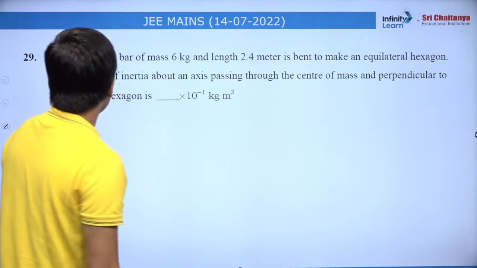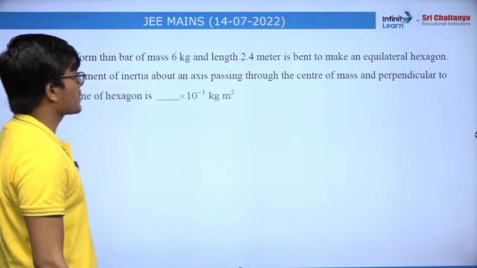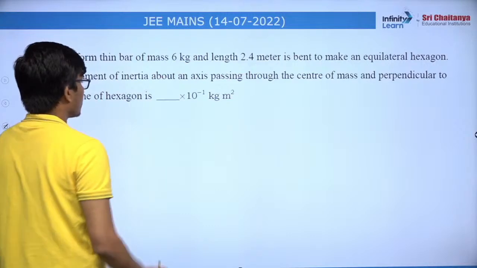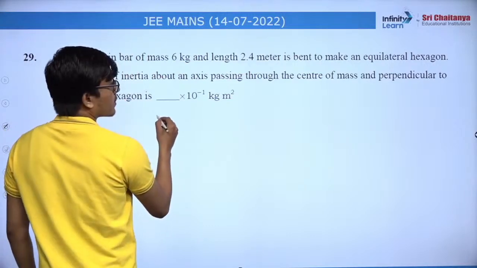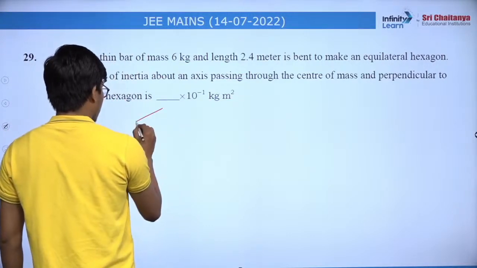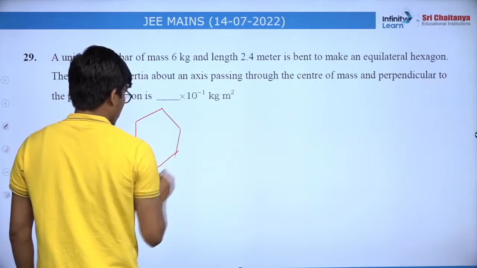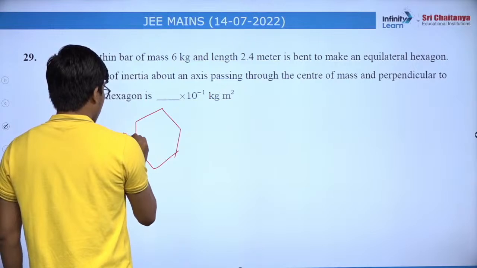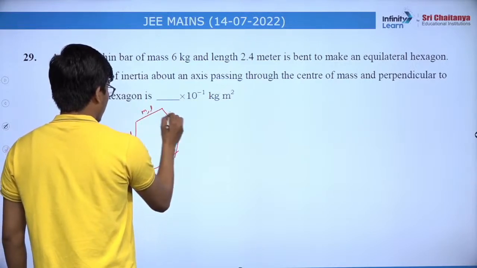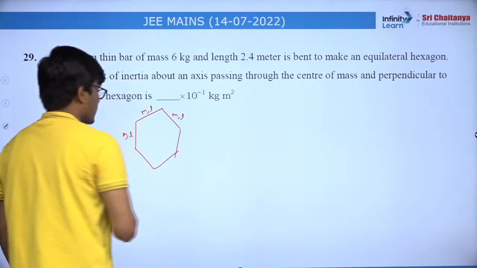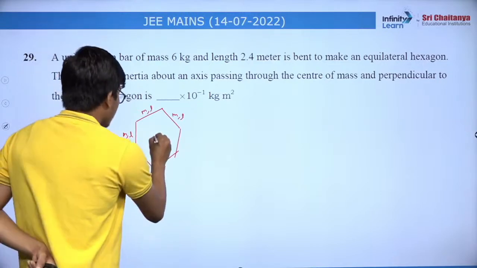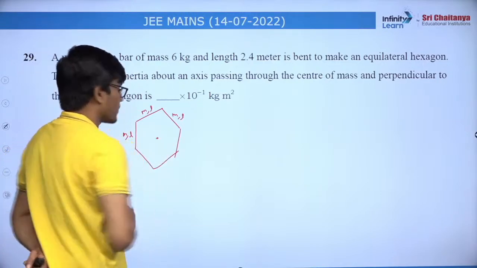Moving ahead, a thin uniform bar of mass 6 kg is bent to make an equilateral hexagon. So we are having a hexagon like this, each side having the same length and the same mass, right? Regular hexagon is this, right? And we have to find the moment of inertia about the center.